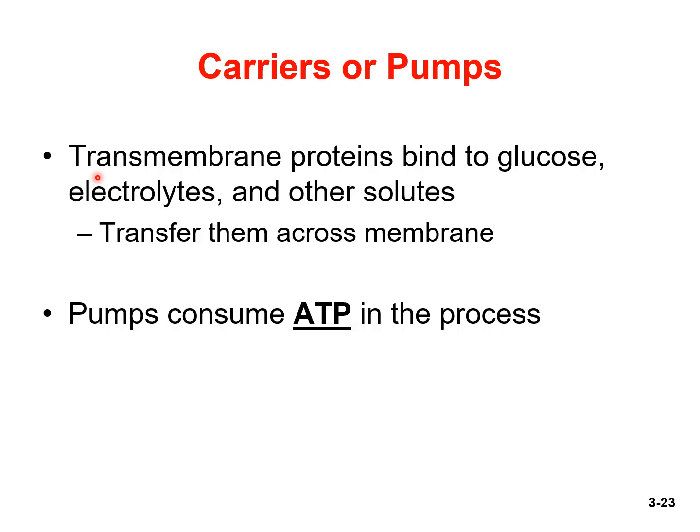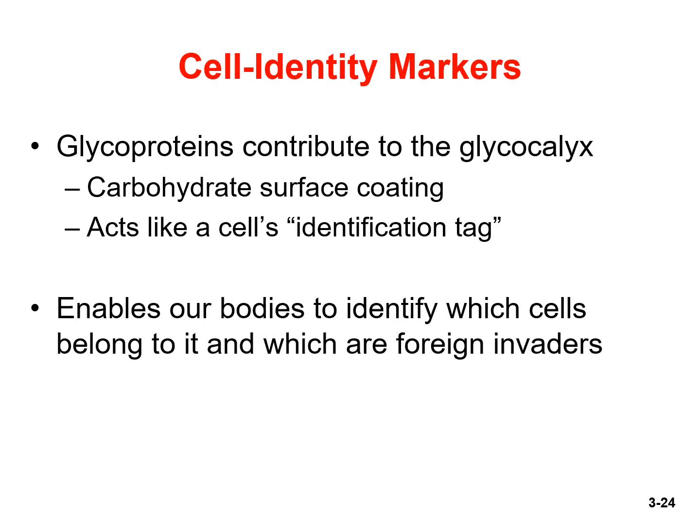So a carrier or pump is a transmembrane protein that binds to glucose, electrolytes, and other solutes, and then transfers them across the membrane. A pump is going to use ATP. So every time you see a pump in the body, it's going to use ATP, and it's usually going to pump things from a low concentration to a high concentration, which is against their concentration gradient. And to move something uphill, you have to add energy, and in the body, it's ATP.